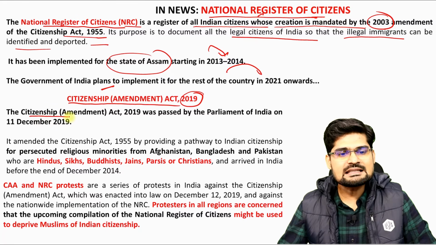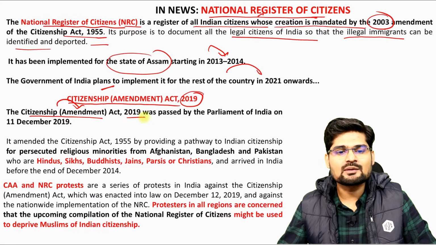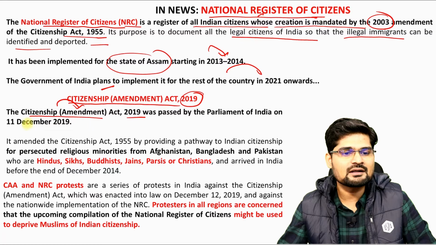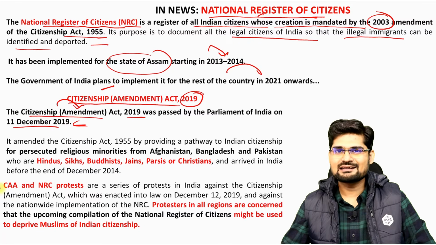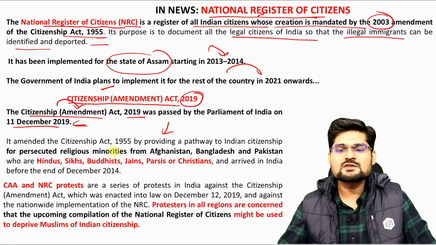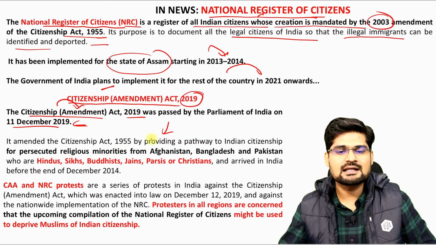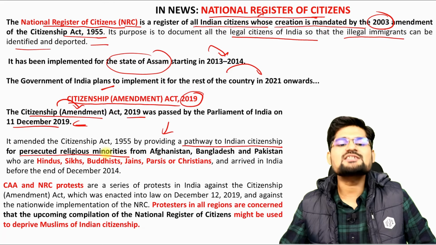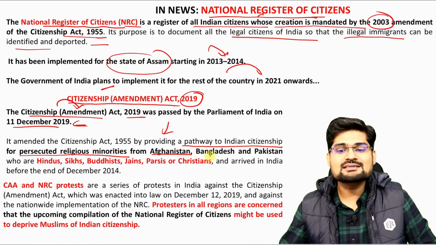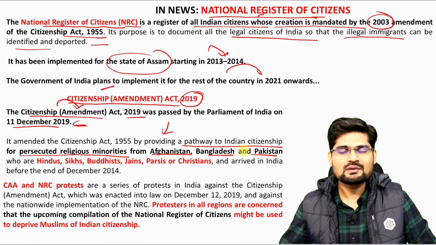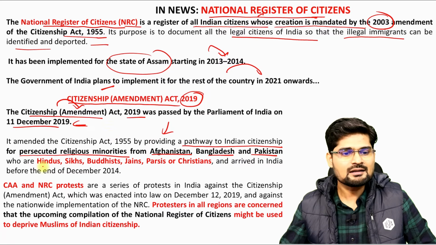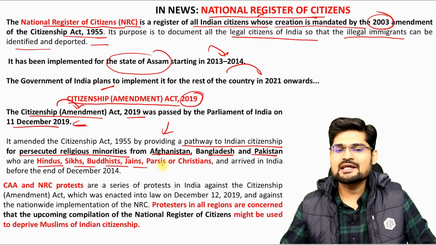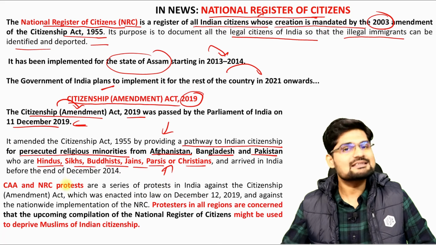This CAA, the Citizenship Amendment Act 2019, was passed by the Parliament of India on 11 December 2019. And remember, it had one specific feature, that is providing a pathway to Indian citizenship for persecuted religious minorities living in Afghanistan, Bangladesh, Pakistan, that is our neighboring countries, and Hindus, Sikhs, Buddhists, Jains, Parsis or Christians were listed among these.